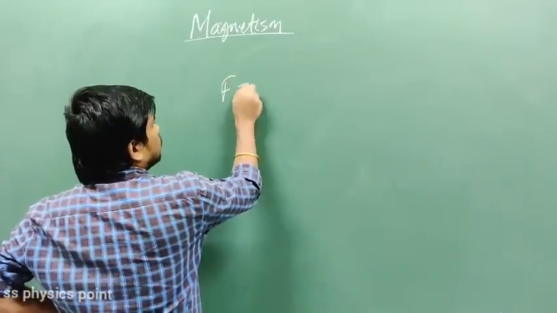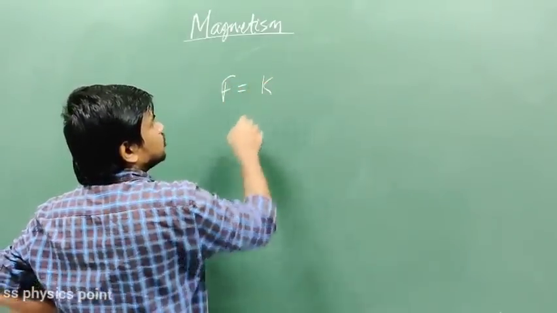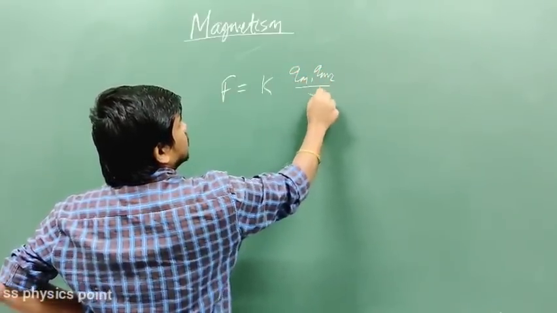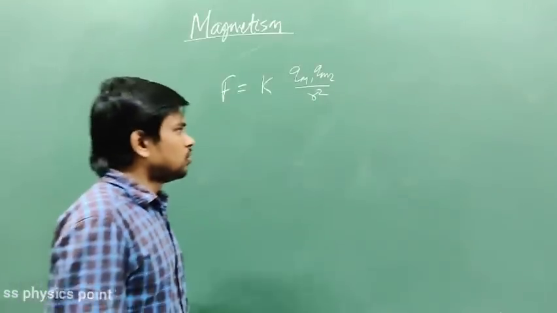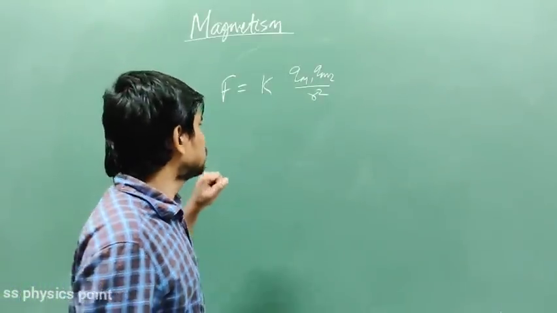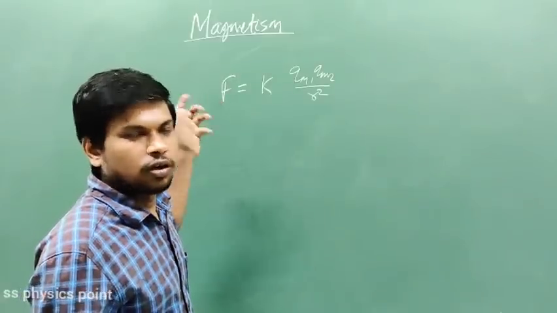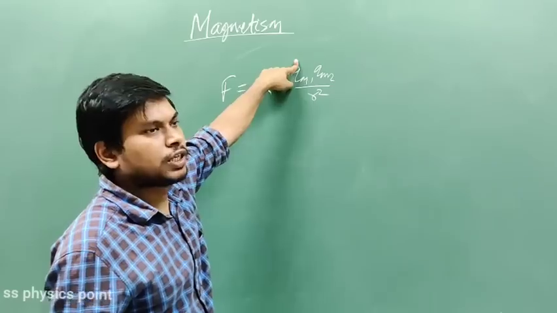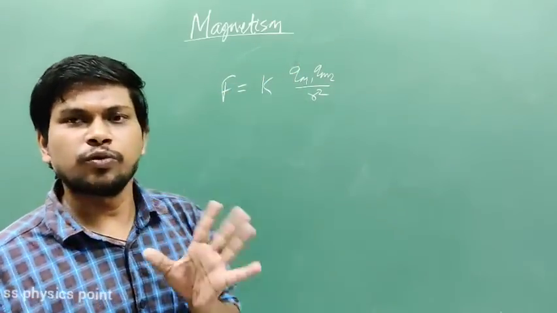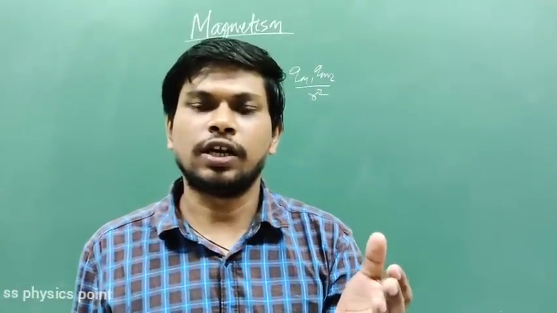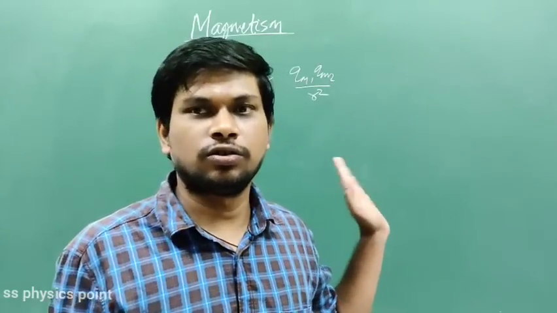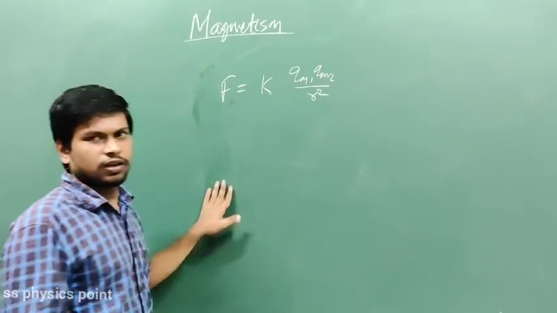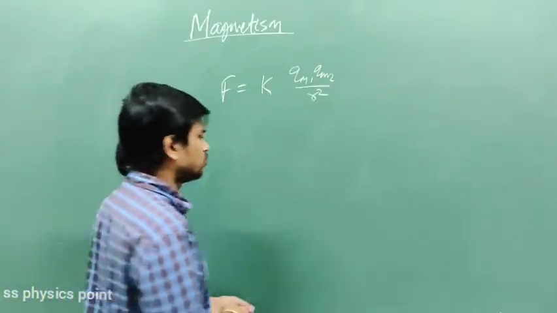We ended that lecture with the force between two poles, which is Qm1 Qm2 by r square. This is the force between the two poles. In this formula they will ask many questions. You have to find the force, or they will give the force and ask the distance, or they will give the pole strength and ask the force. The same questions you studied in electrostatics may be asked here also. So if you do those questions, you can do them here also.